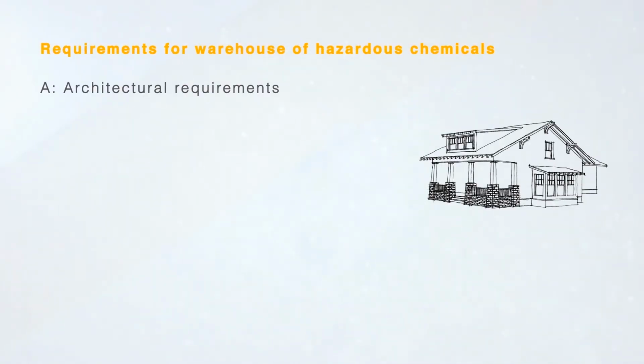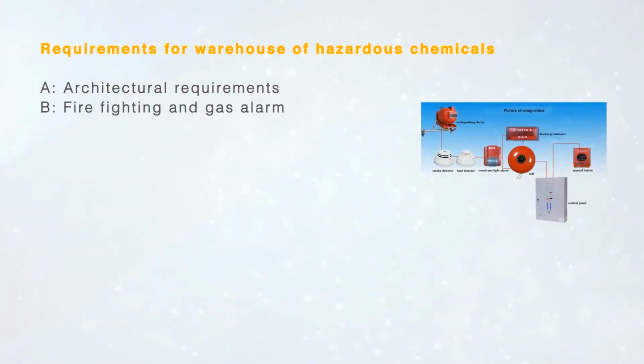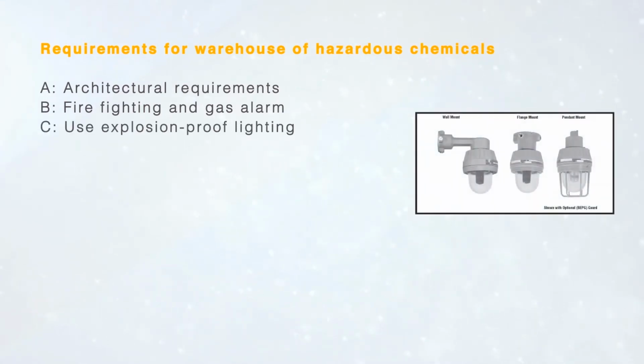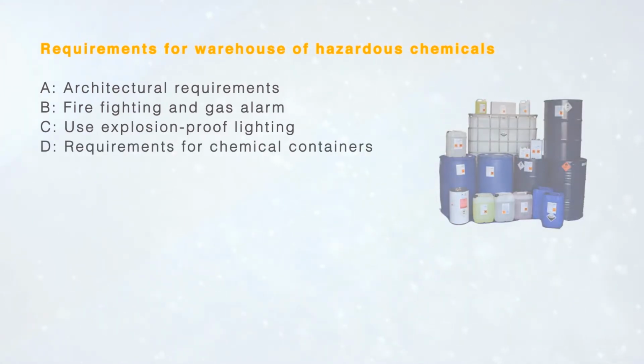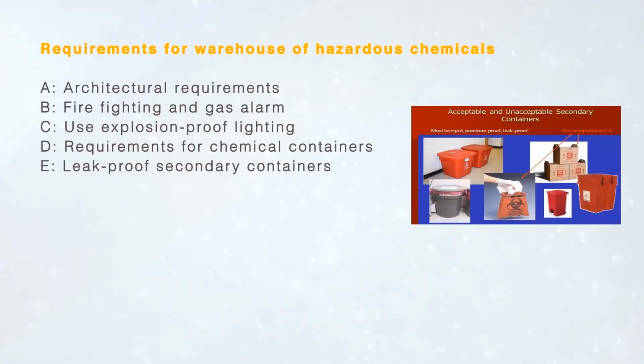Now let us find out what are all the ideal facilities a chemical storage should have. Let us go through these photos and find out each one of those. A means architectural requirements. That means the chemical storage needs to be built with adequate construction materials to satisfy the separation requirements with other occupancies. B means firefighting and gas alarm. C is the use of explosion proof lighting. D denotes the requirements for chemical containers. E here is the leak proof secondary containers.